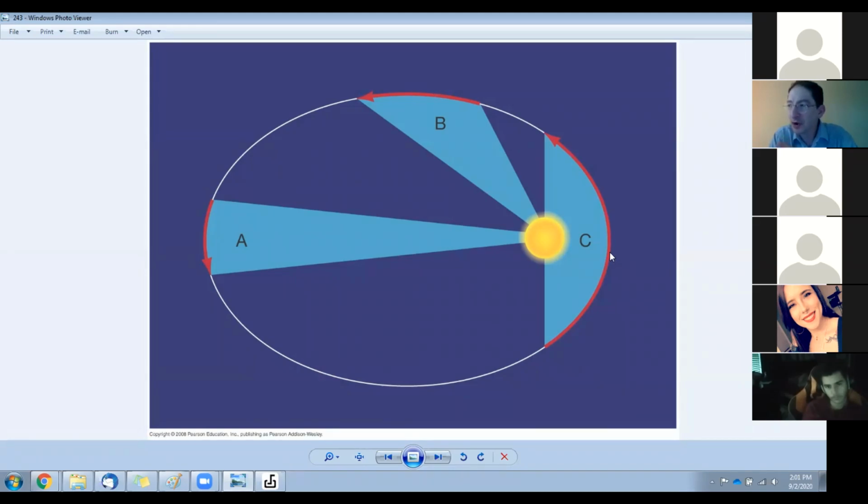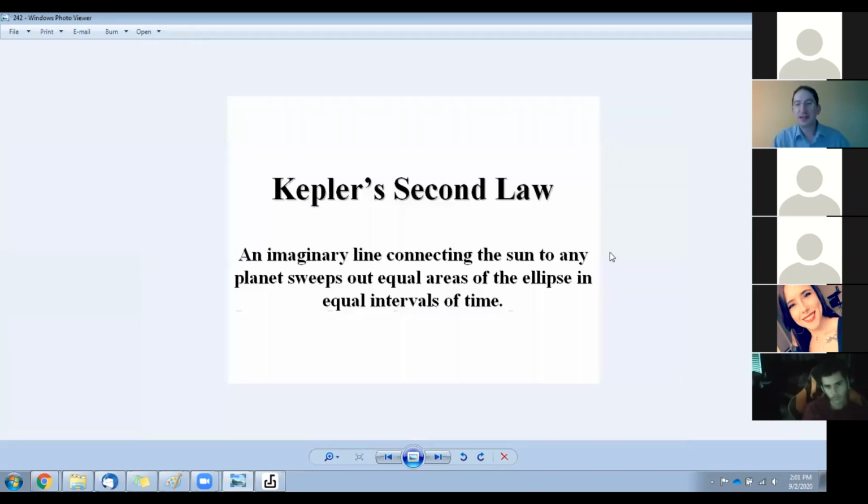Kepler found a more compact geometrical way of describing it. That is correct. It's not how we would do it today, but it is correct. And it's really concise, which is kind of cool. He says, consider an imaginary line connecting the sun and the planet. This line sweeps out equal areas of the ellipse in equal intervals of time.